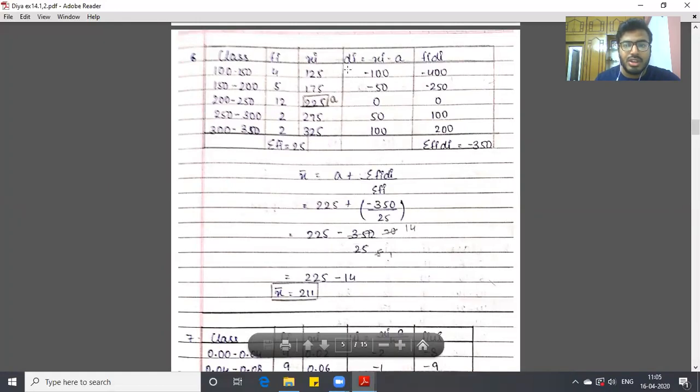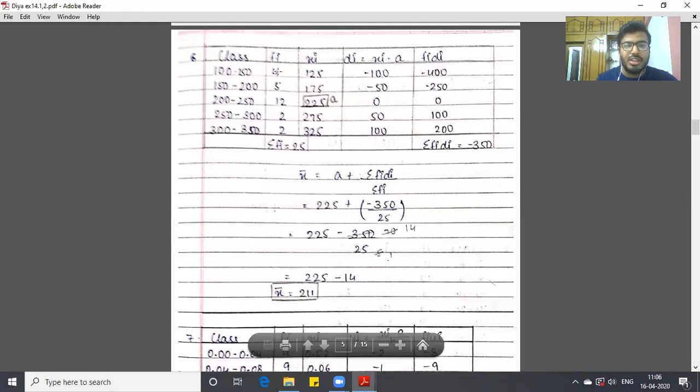Then after that you are taking the di. In di, here you take 225 as a. Then 175 minus 225, you're getting minus 50, minus 100. Then the same way 275 minus 225 is 50, 100, that's how you are calculating the di. Here look, there is a difference of 50, so you can also do it like this: directly write 0, above it minus 50, minus 100, below it 50, 100, if the length is the same.